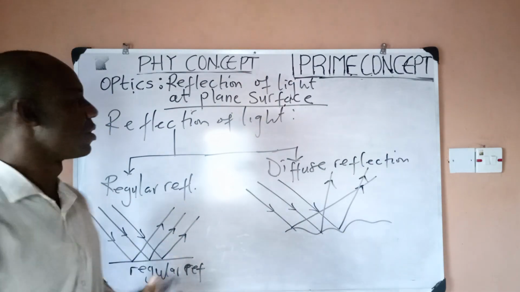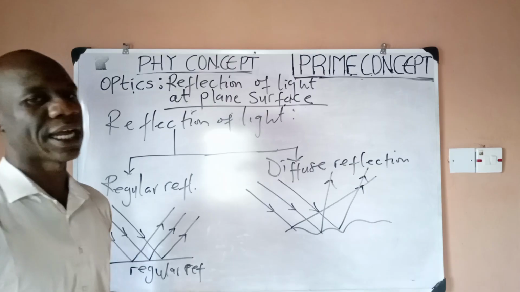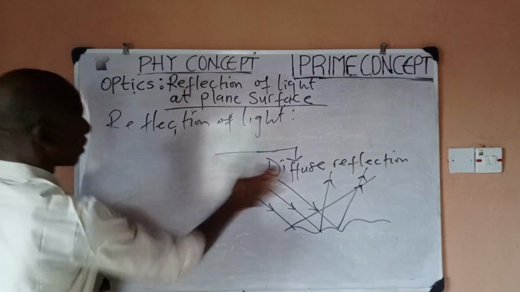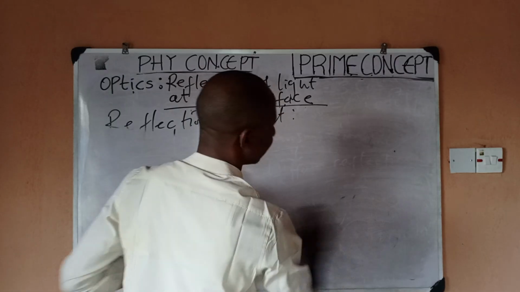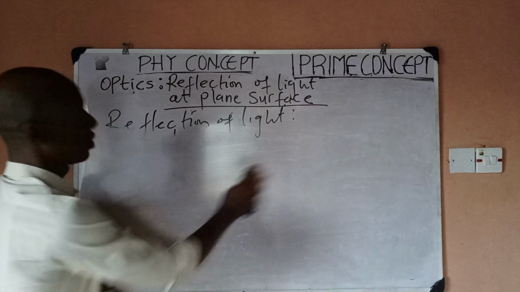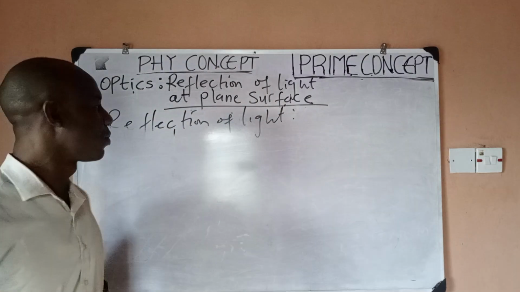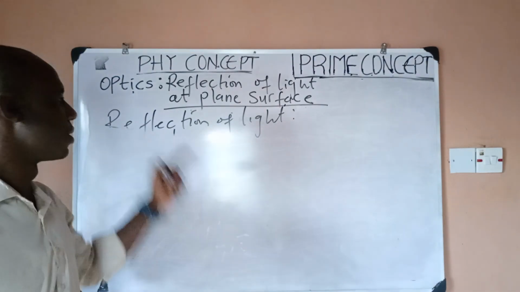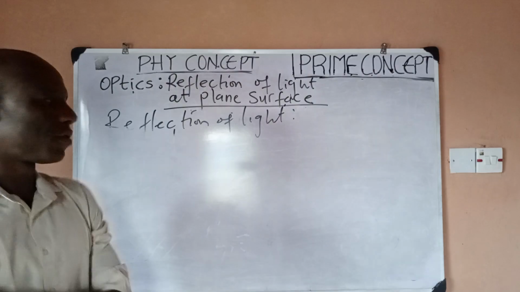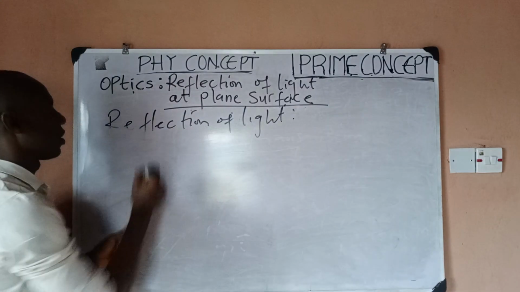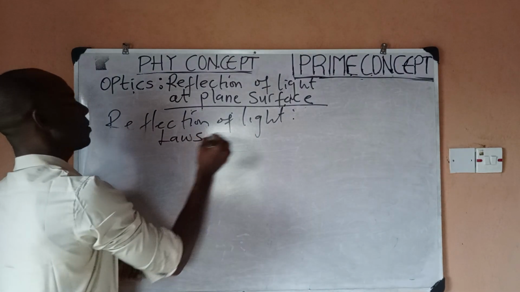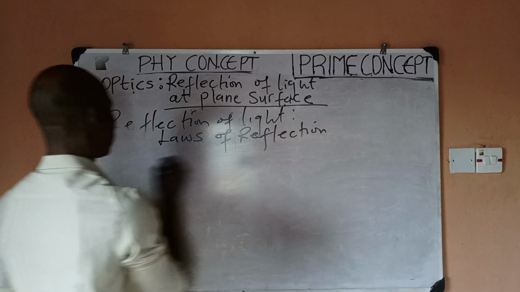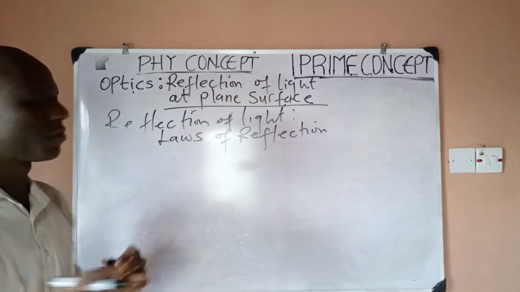Please take note of what we are explaining sequentially. Now, since we have looked at what reflection is, and we have also learned the types of reflection we have, we want at this point to consider the laws of reflection. There are laws that govern reflection of light on a surface. So we want to look at the laws of reflection. So we have two laws of reflection.